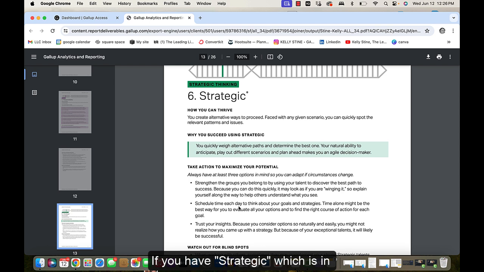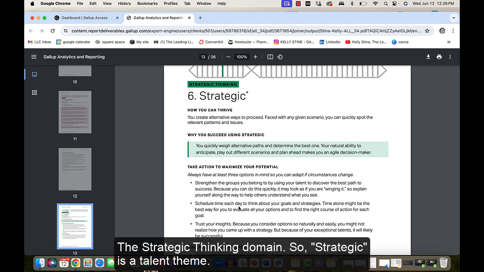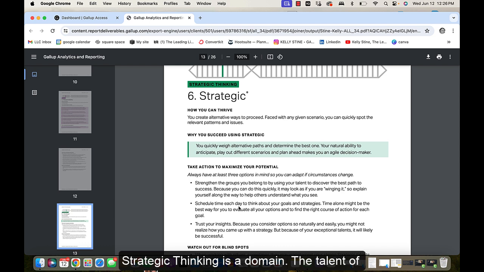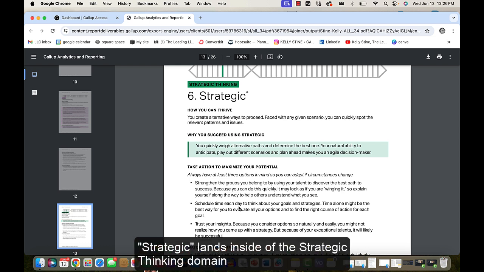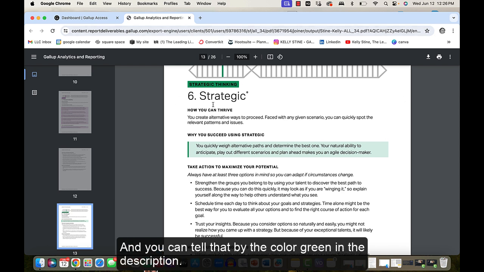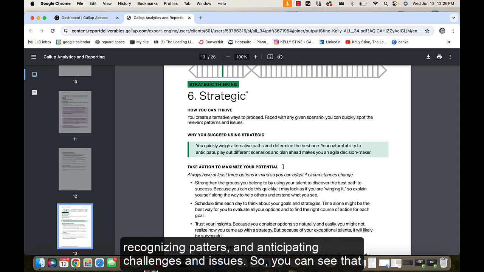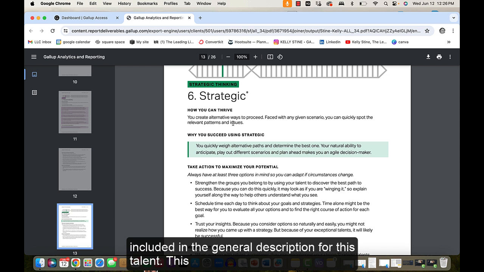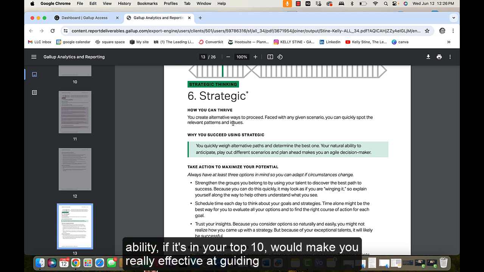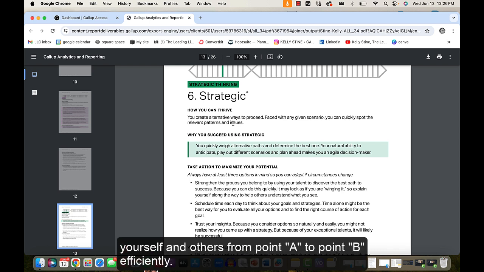If you have strategic, which is in the strategic thinking domain, so strategic is a talent theme, strategic thinking is a domain. The talent of strategic lands inside of the strategic thinking domain, and you can tell that by the color green represented on its description. If this is one of your talents, you are very good at identifying optimal paths forward, at recognizing patterns and anticipating challenges and issues. So you can see that included in the general description for this talent. This ability, if it's in your top 10, would make you really effective at guiding yourself and others from point A to point B efficiently.